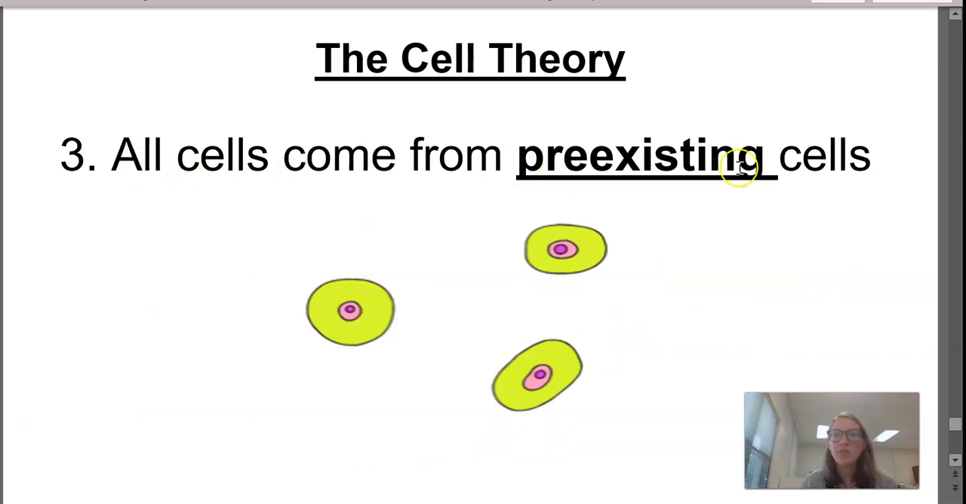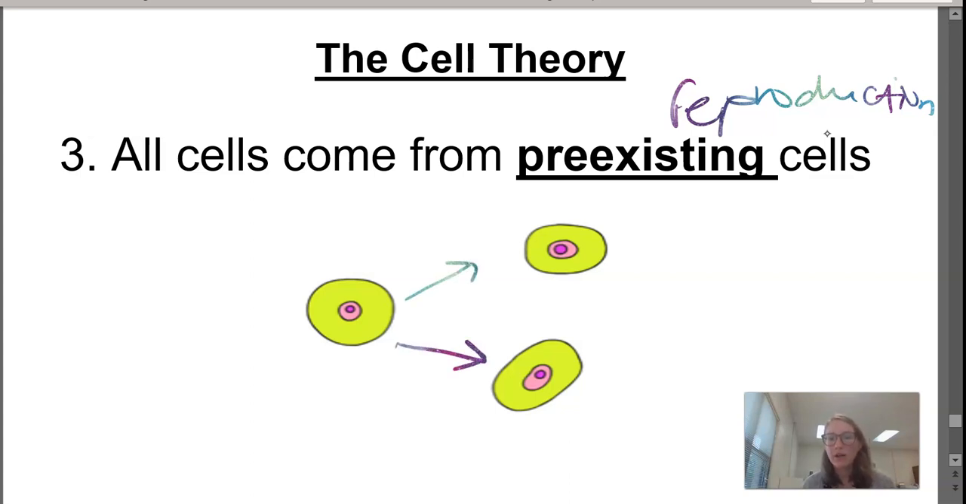And then, all cells come from pre-existing cells. That basically means reproduction. A cell doesn't just come out of nowhere. It came from a cell before it. So perhaps this one split into 2 and created these 2. So this would be the parent, and these would be the daughter cells.